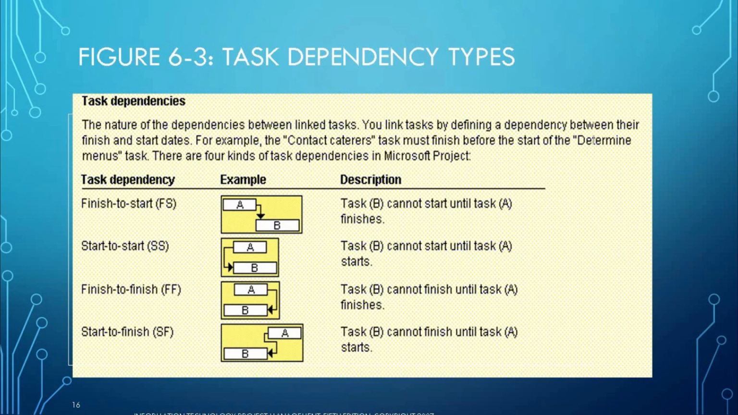Second, start-start. In this dependency, there is a defined relationship between the start of activities. Third, finish-finish. In this dependency, there is a defined relationship between the end dates of activities. And the last one, start-finish. In this dependency, there is a defined relationship between the start of one activity and the end date of a successor activity. This dependency is rarely used.